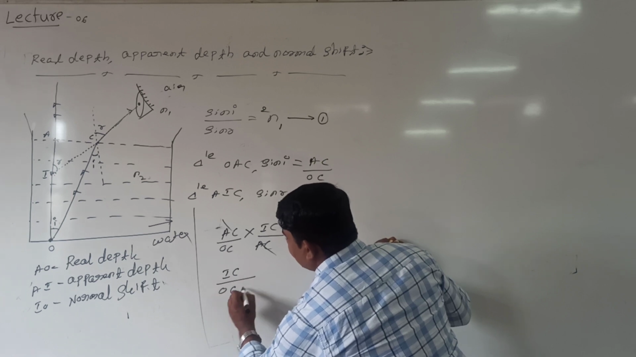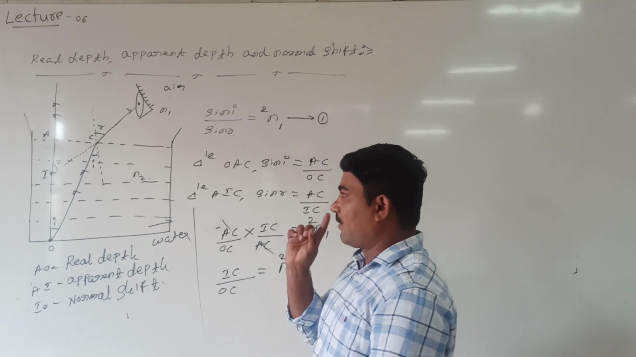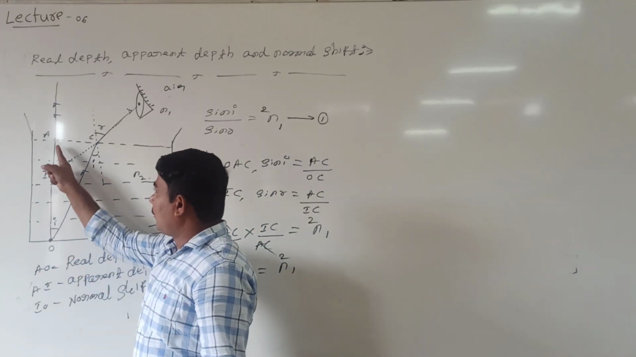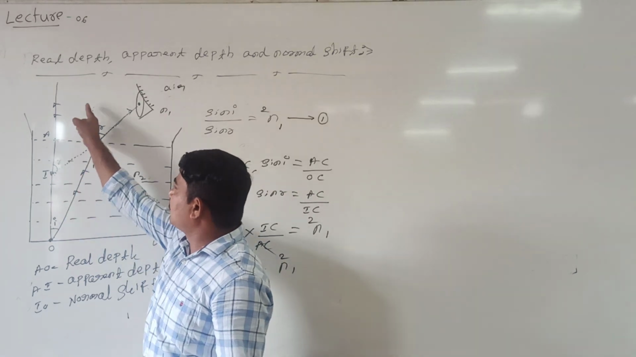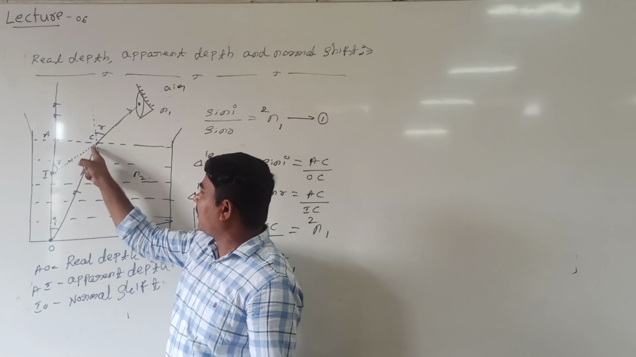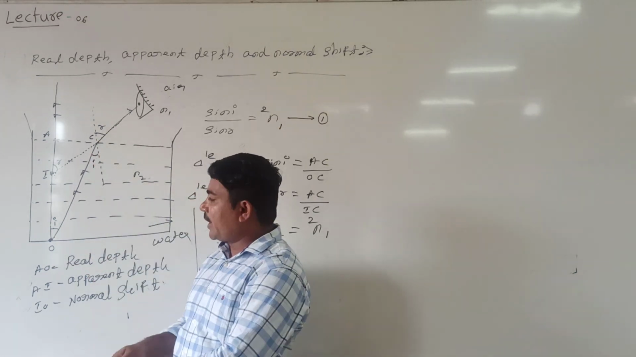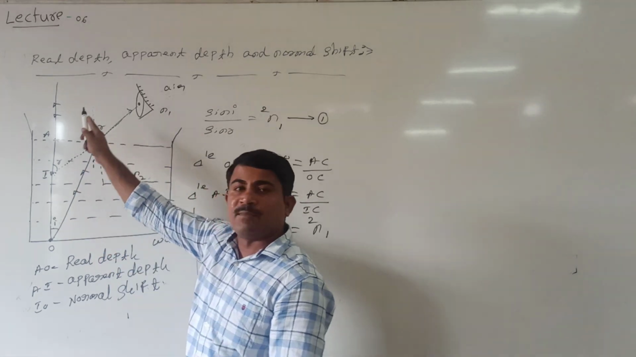IC divided by OC is equal to the refractive index of the first medium with respect to the second medium. But look at me. One more ray of light goes like this. You can take any number of rays of light, not only ray OC.